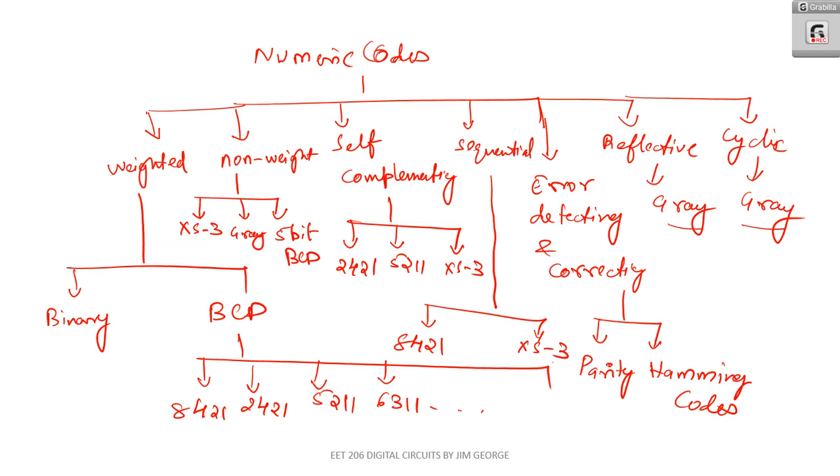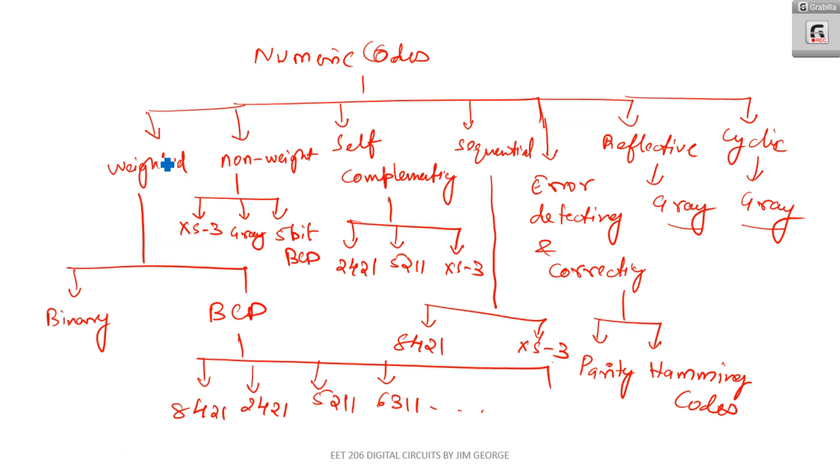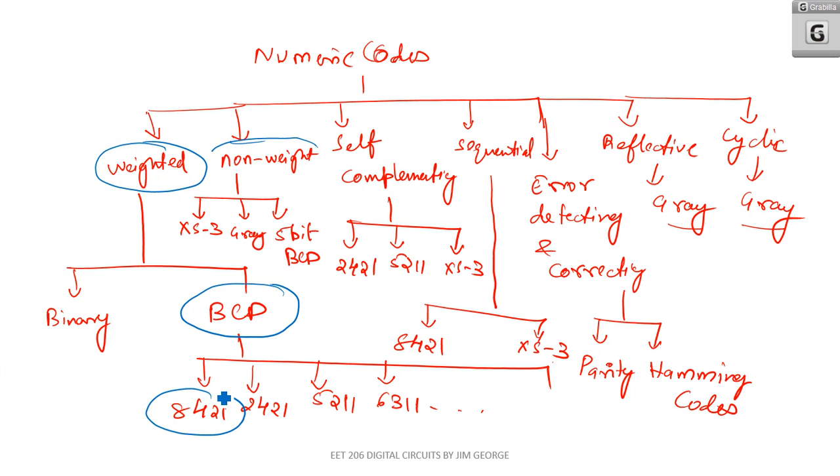Now in the scope of this lecture, what have we done? We have done with weighted codes, and non-weighted codes are coming only. In weighted codes we have done with BCD code, and in BCD code we have taken 8421 code. Now, in the next lecture, we'll be dealing with non-weighted code.